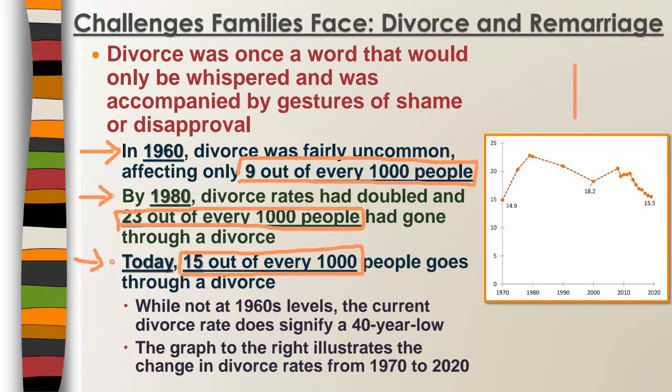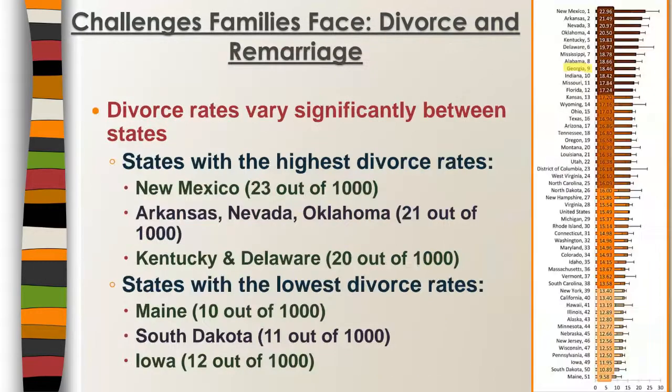And you can see in the graph over here to the right, between 1970 and 2020, the variation in divorce rates over time. Now, divorce rates also depend on where you live. They vary significantly between states. So in this chart to the right, you can look for your state. I highlighted Georgia since that's where I am.